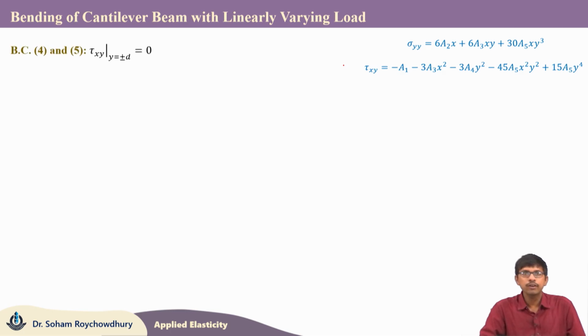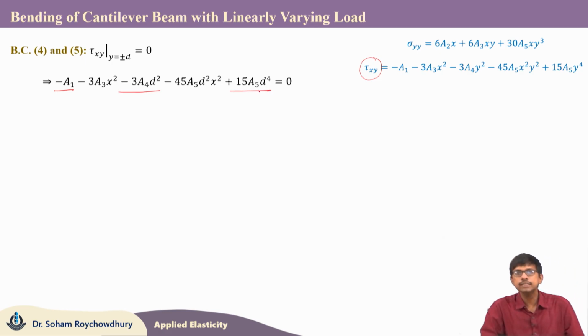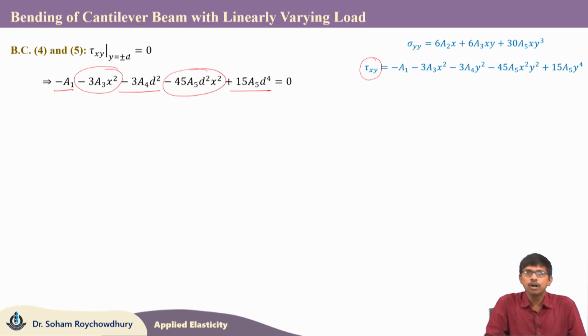Now, starting from boundary conditions 4 and 5, that is, shear traction on the top and bottom faces is 0, tau xy is 0 for y equals plus minus d. This is the expression of tau xy. If you replace y with plus minus d and x remains as x, it should be satisfied for all values of x. So, we will get this equation. Here you can see there are 3 terms which are constant terms independent of x, whereas there are 2 terms which are dependent on x square.